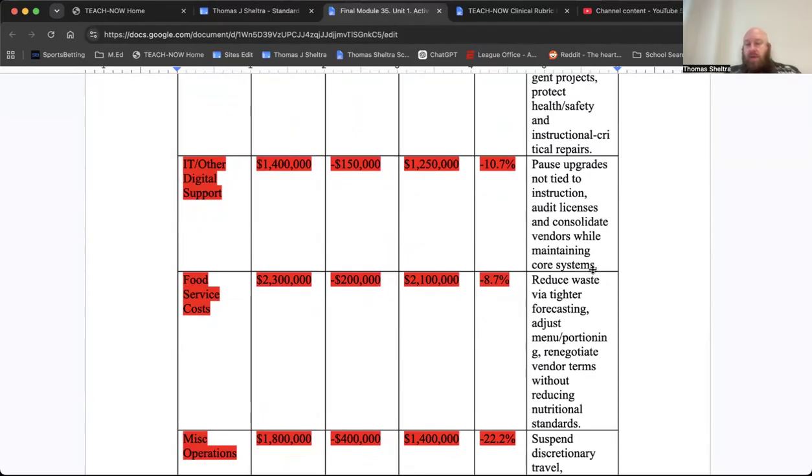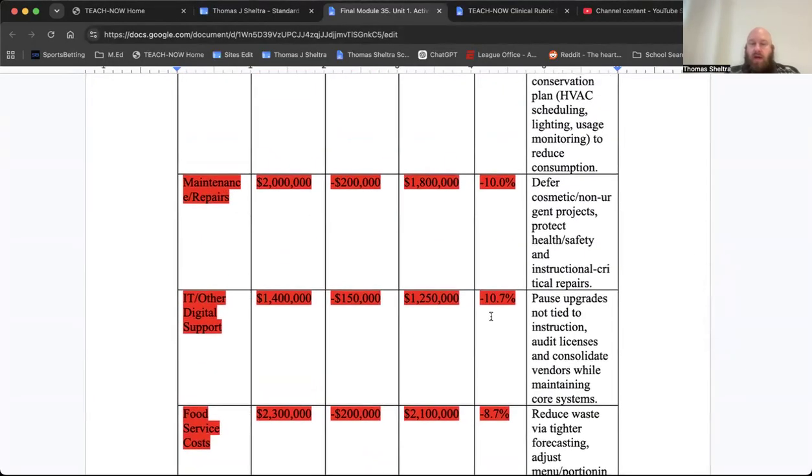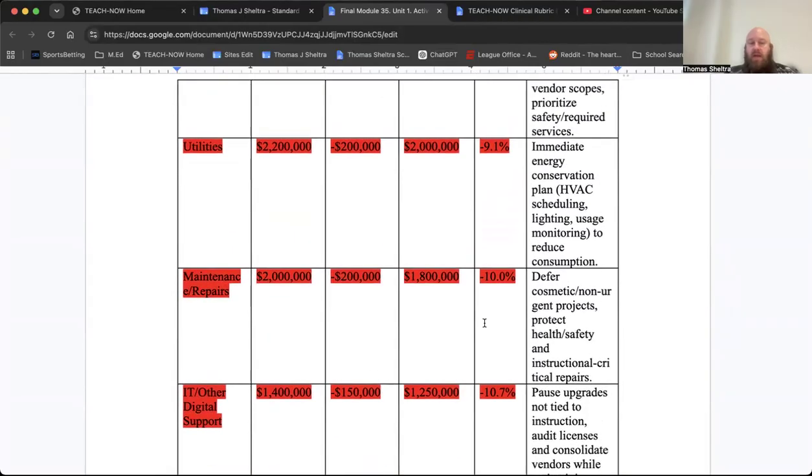So again, not continuously buying new licenses for programs that don't get used, but trying to reduce those amounts to ones that we do use and we use frequently. And I think that's one area where you can save a lot of money.